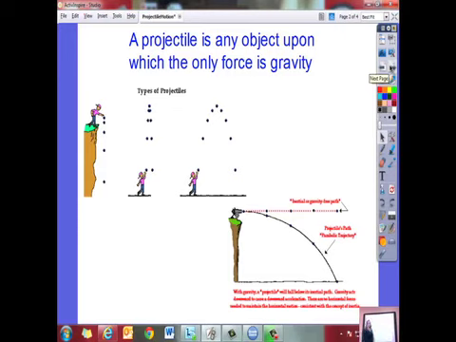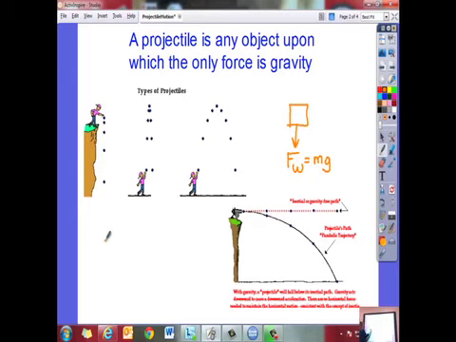A projectile is any object upon which the only force acting is gravity. So we have seen in sublevels a free body diagram for a projectile. The only force acting on it is gravity, so it has a downward net force. That net force is equal to the weight of the object, which we already know is the mass times the acceleration due to gravity. So we've worked with projectiles that we simply drop.